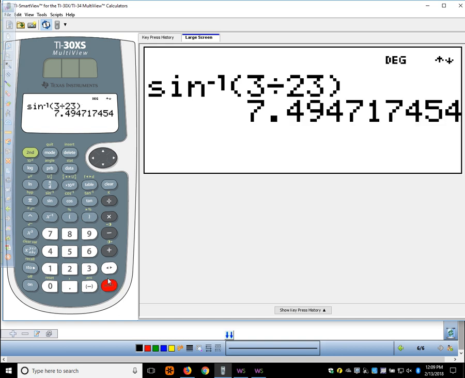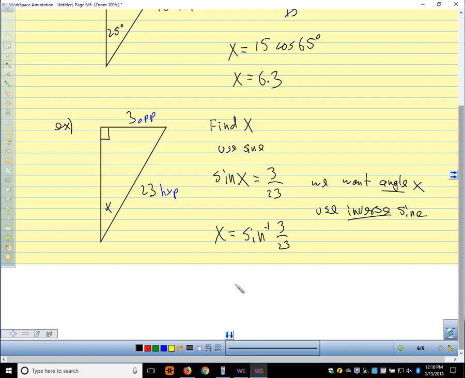And that tells me that angle is about 7.5 degrees. So when you find an angle, you have to use the inverse. All right, questions? So all these problems, you set them up exactly the same way. Label your triangle, pick your ratio, write your equation, solve for the part you need.